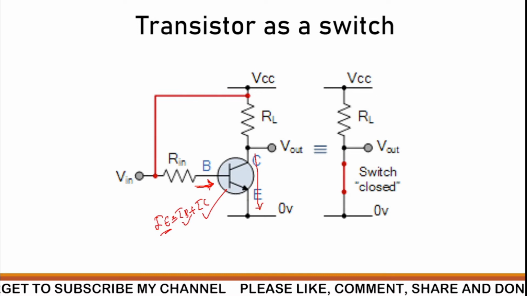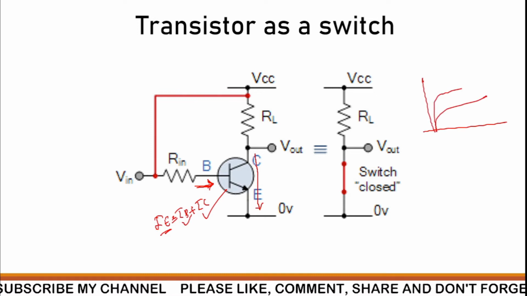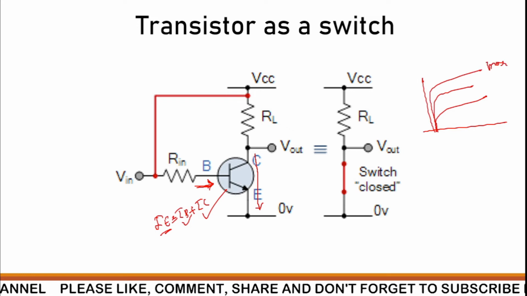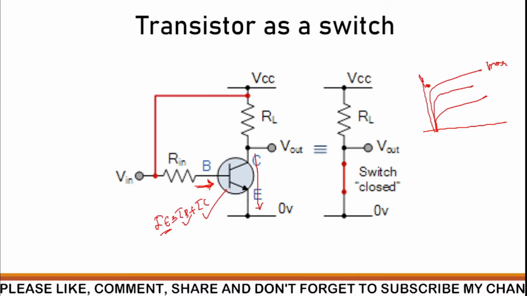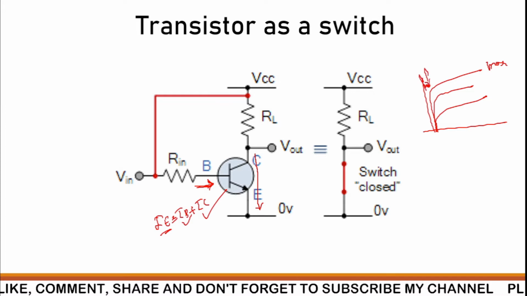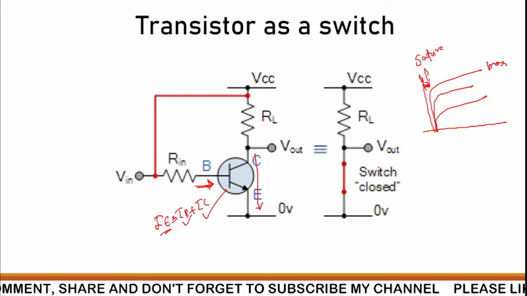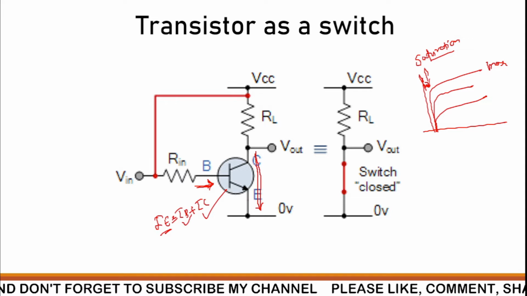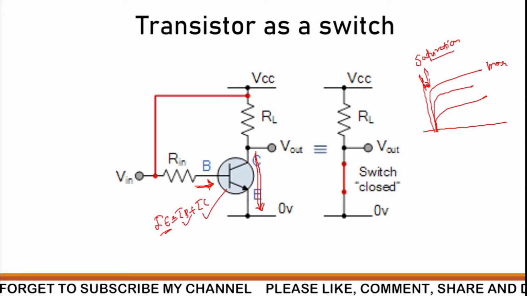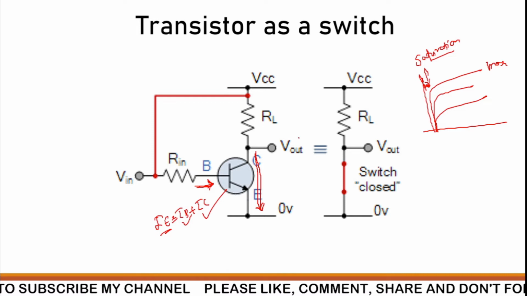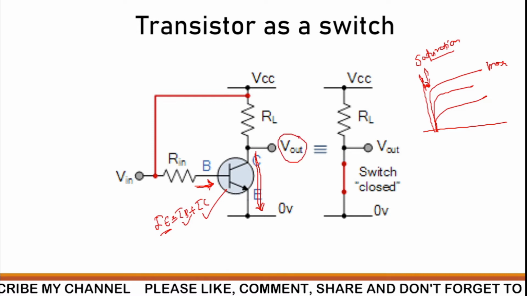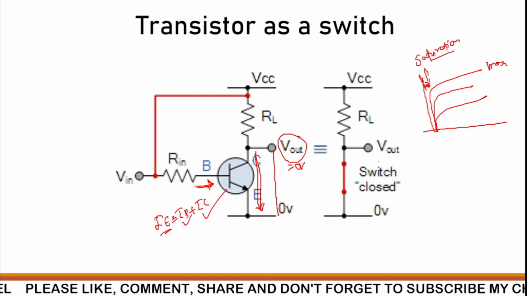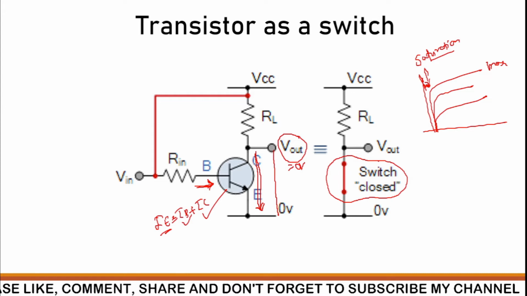What is the meaning of this? According to these characteristics, if the base current is there, the maximum base current will give the maximum collector current. But at that time, we are in the saturation region. Saturation region means all the current will flow from IC towards the emitter terminal, that is, the ground. So this Vout will be directly connected to ground, meaning it is equal to 0 volt. That's why we say it is a closed switch.